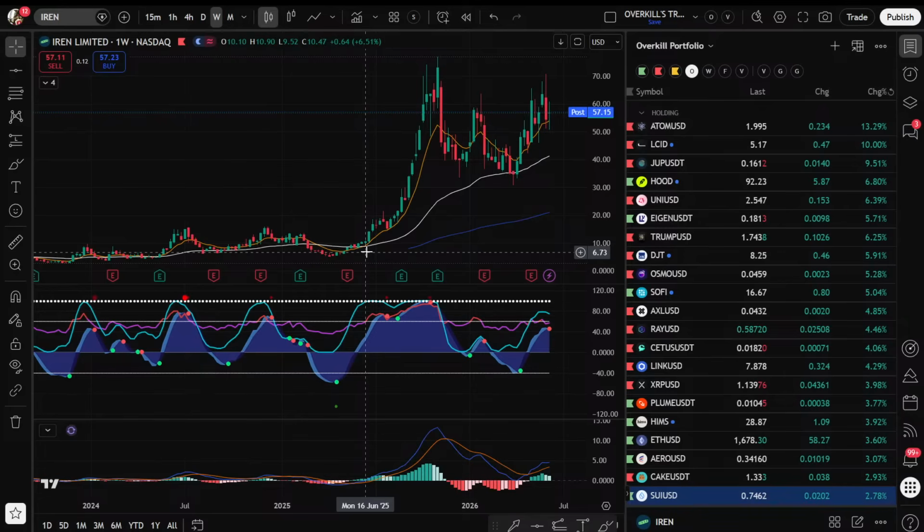If trading was easy, everyone would be doing it. It's hard. It takes guts. That's why we have Overkill and use the LDD method.